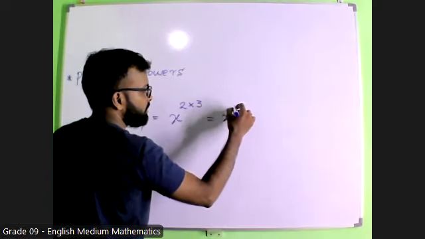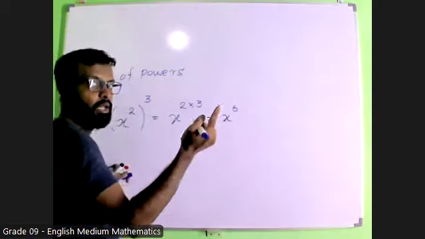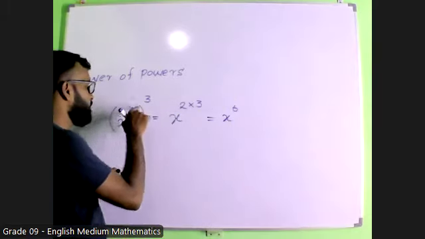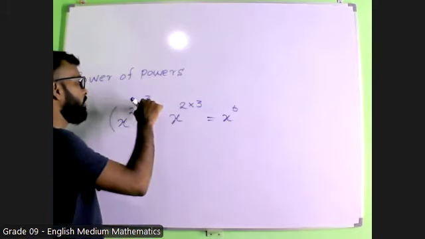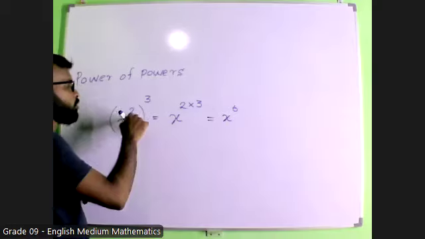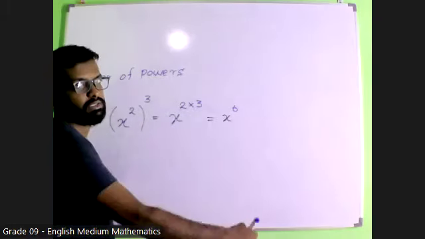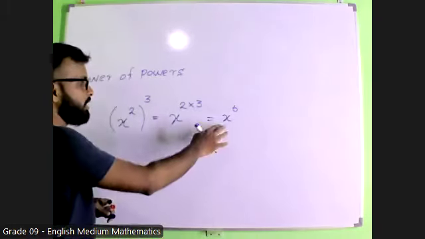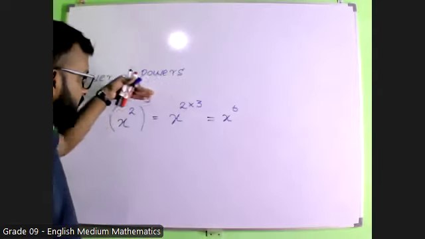X to the power 6. So you can directly obtain the answer. If you see something like this, power of power, x to the power 2 to the power 3, it is x to the power 6. You can directly get the answer like this. Please write this one as well.